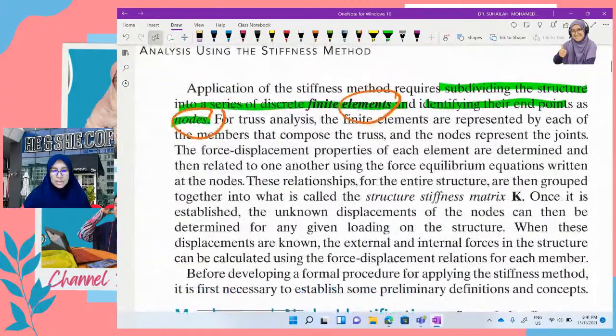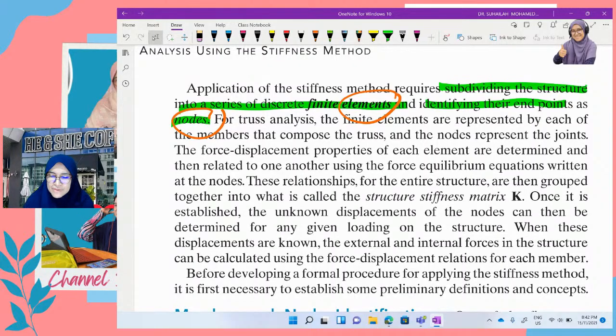Okay, refer back to this. Application of the stiffness method requires subdividing the structure into a series of finite discrete elements. We are going to analyze a structure. How to analyze the structure? We have to have the stiffness matrix for the element, which means we have to divide the structure into elements. So, for example, if we have a truss which has 3 members or 3 elements, we have to divide it into element 1, element 2, element 3.